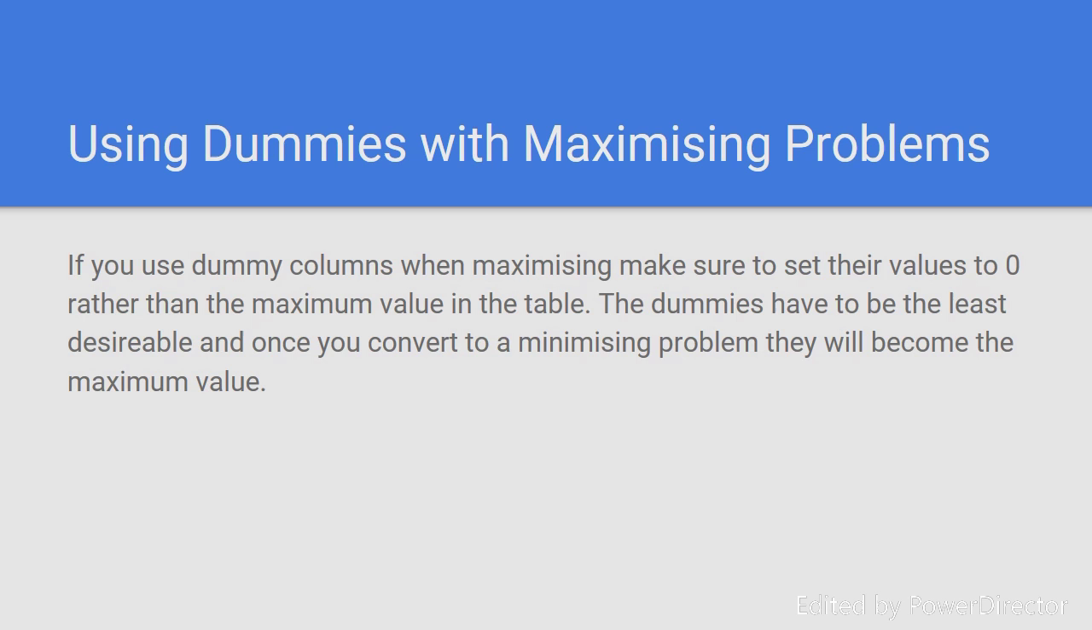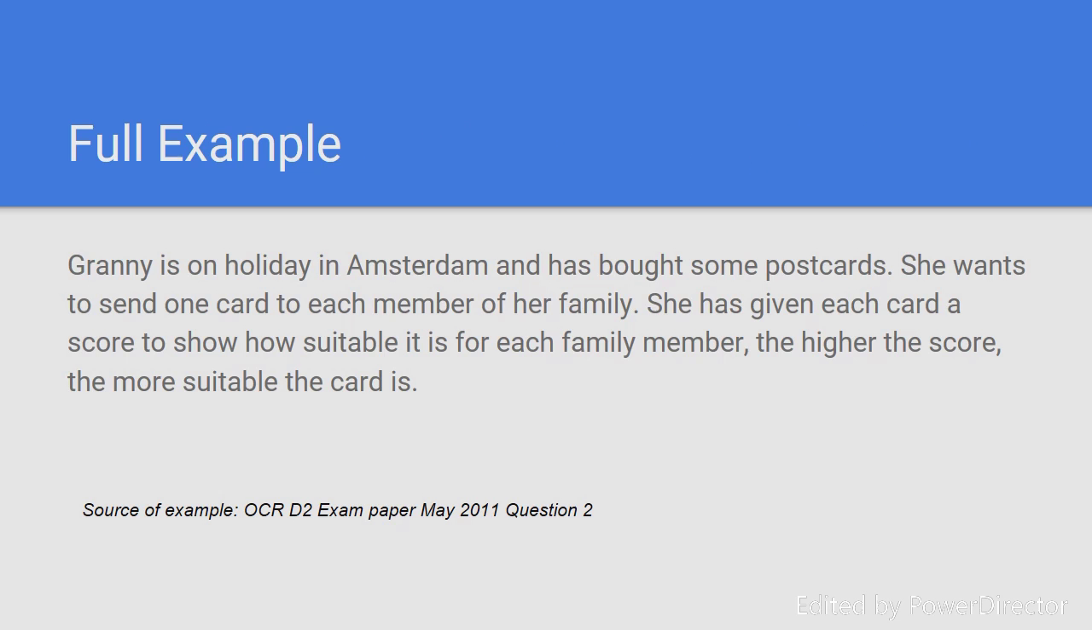Let's wrap up everything we've learnt so far in one big example. This example question is taken from OCR D2 exam paper on May 2011, question 2. If after this video you would like some more examples to work through, I'd recommend checking out some of the other D2 papers on the OCR website for more Munkres algorithm problems.